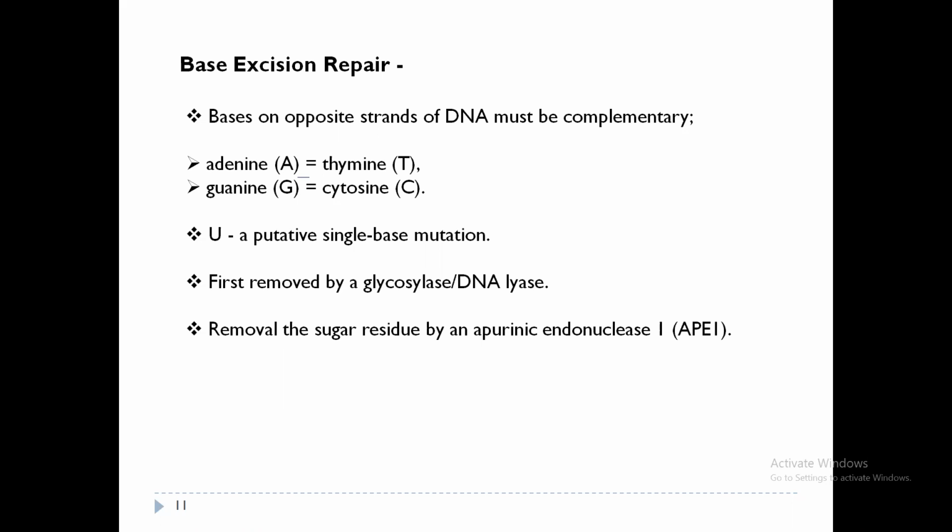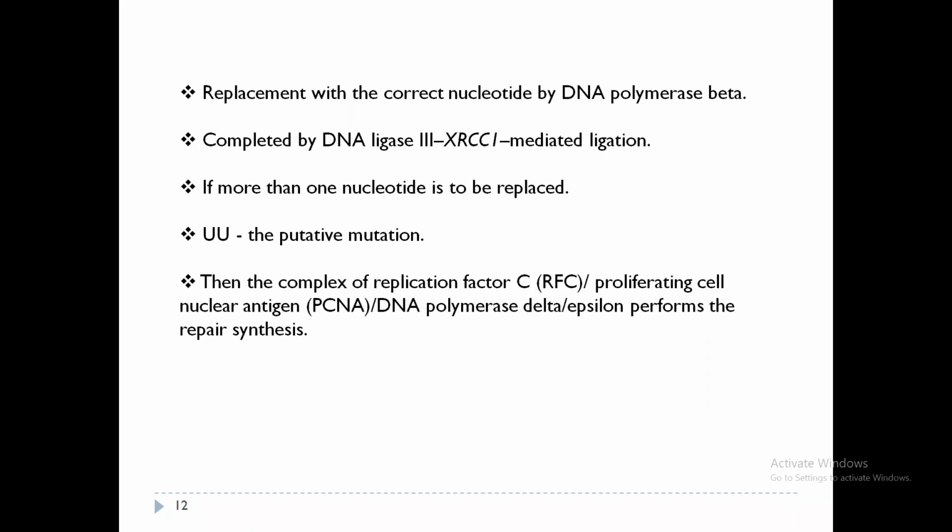Here the enzyme glycosylase comes into play because, as we know, the bond between a sugar and a base is a glycosidic bond. So the enzyme glycosylase will break this bond to remove this abnormal base U. Then the removal of the sugar residue will occur by another enzyme, apurinic endonuclease 1, APE1. Replacement of the correct nucleotide will occur by DNA polymerase beta, and it will be completed by DNA ligase 3 and XRCC1 mediated ligation.